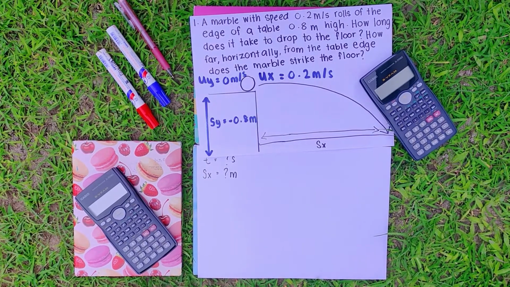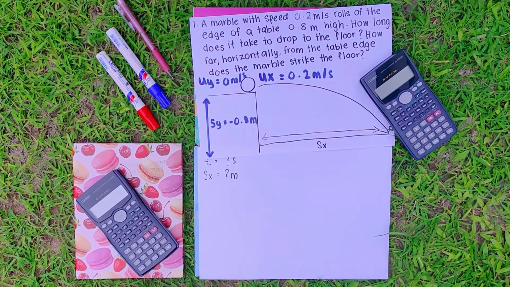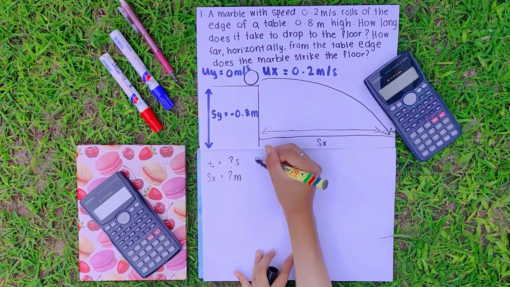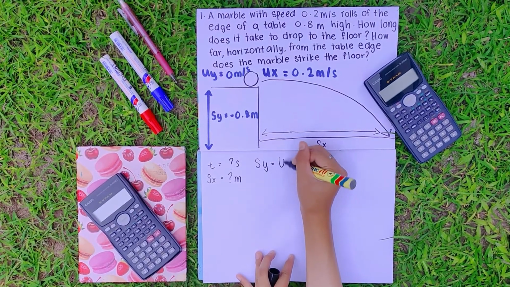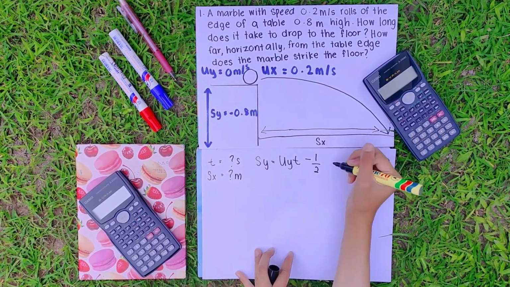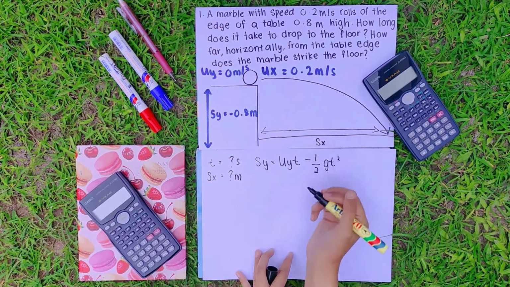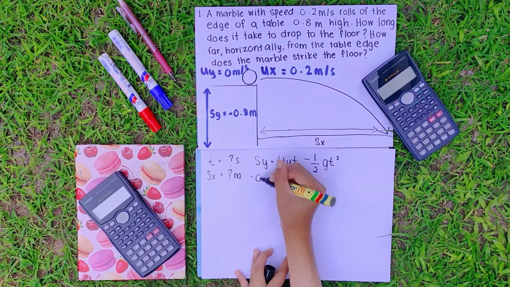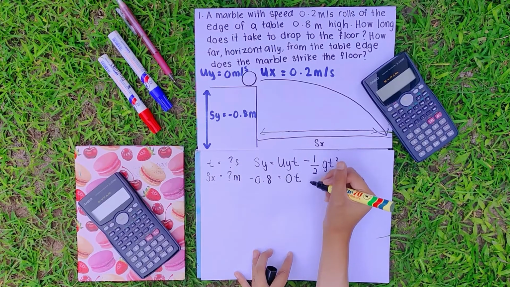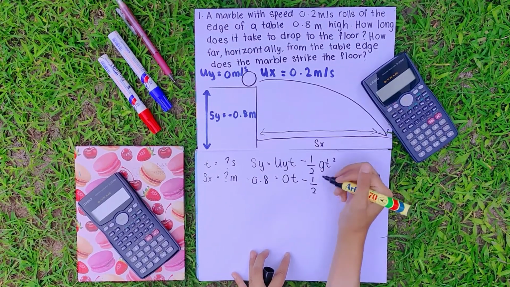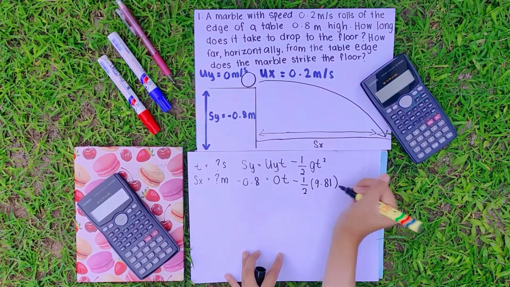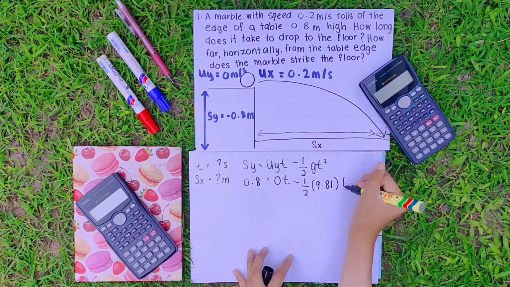Okay, so to find the time, we will use the formula of sy is equal to uy multiplied by t minus 1 over 2 gt squared. So we know that sy is equal to negative 0.8, uy is equal to 0, and we don't know the value of t. So minus 1 over 2. For g, we're going to use 9.81 as it is the gravitational force, and multiply by t squared.